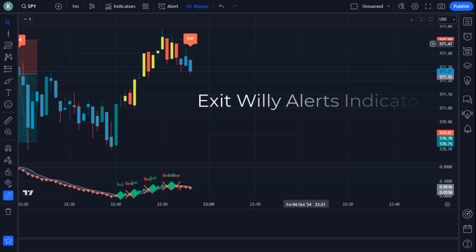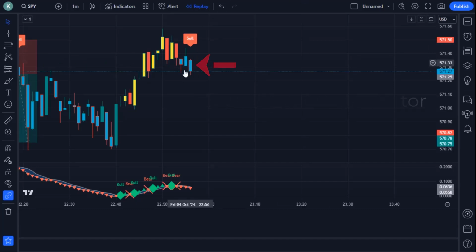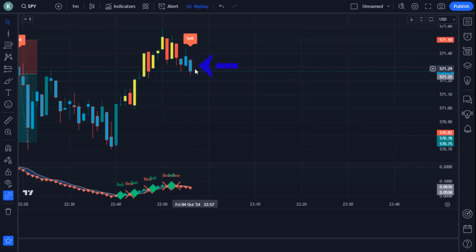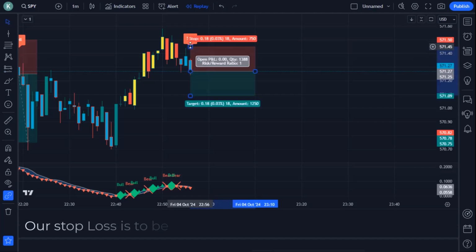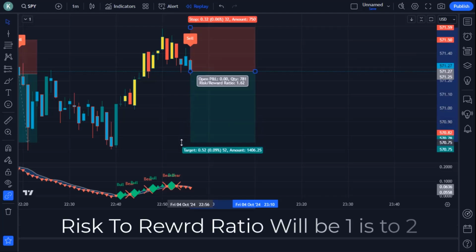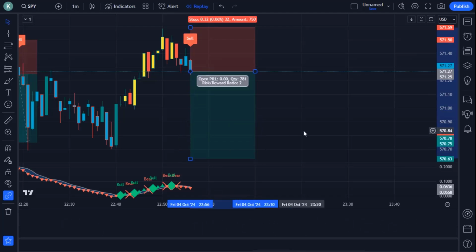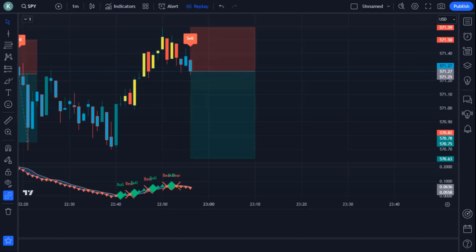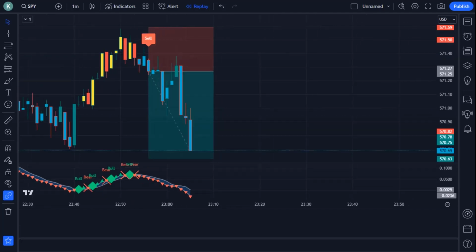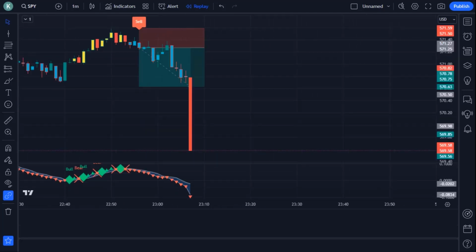Here the exit Willy alerts indicator gives us a sell signal. Here the easy entry/exit trend is bear trend. Here market has made a blue candle to give confirmation. So all our conditions are being fulfilled, so we are placing an order to sell. Our stop loss is to be placed at the previous high of market, and the risk to reward ratio will be 1:2. Let's see what happens to our trade. Our trade is running in profit. We have won the trade. Let's find the next trade.